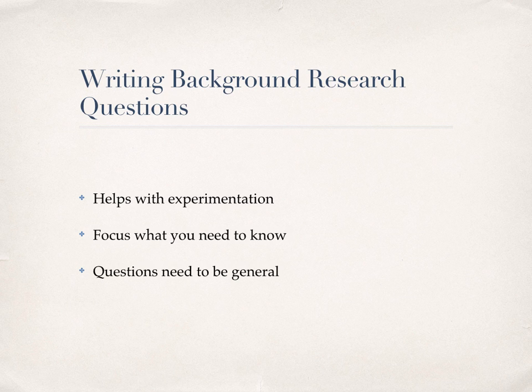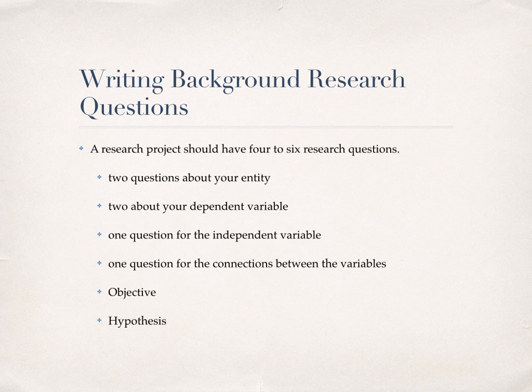They help you focus on what you need to know, and they help you with your experimentation and also experimental design. Writing background research questions. Well, most research projects should have approximately 4 to 6 questions. 2 questions about your entity, 2 about your dependent variable, 1 question about your independent variable, and 1 question for the connections between the independent and the dependent variable.